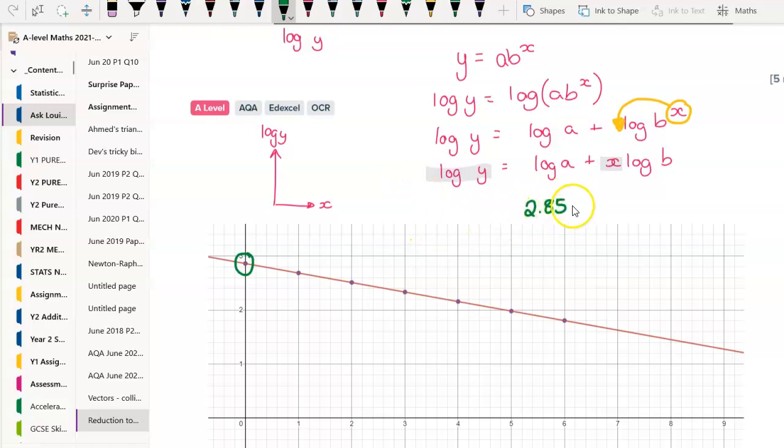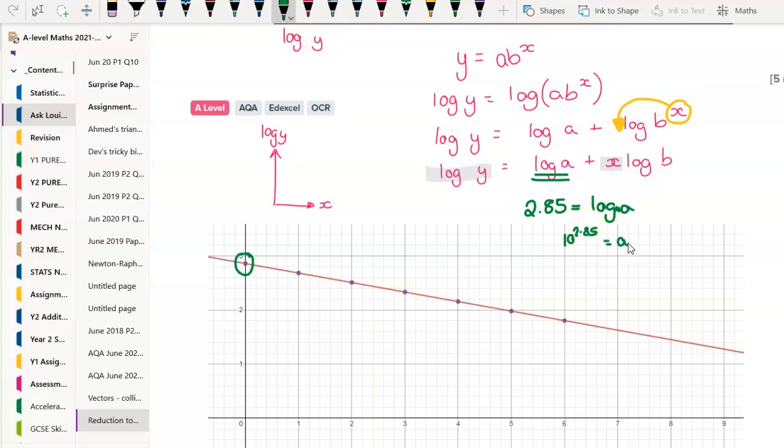Now, if we compare that to our equation here, our y-intercept is this log a bit, isn't it? Because log b is our gradient, because if we had it in the form y equals mx plus c, this bit would be the plus c bit. So we need to do an inverse log to undo this. This is an invisible log to the base 10 here. So we've got 10 to the power of 2.85 will give us our a.